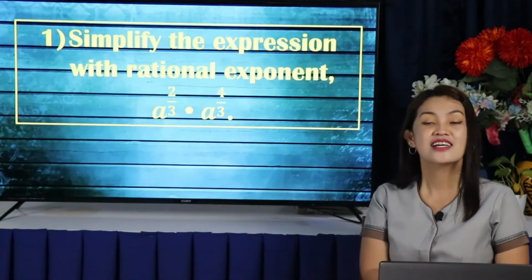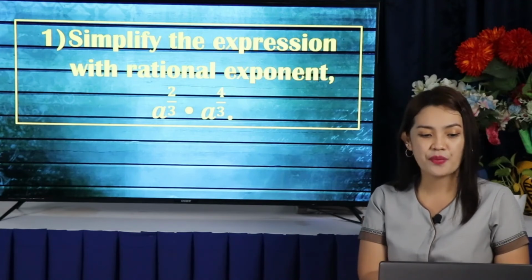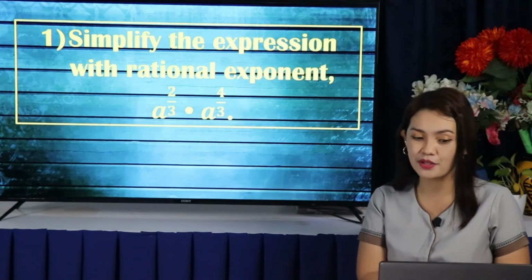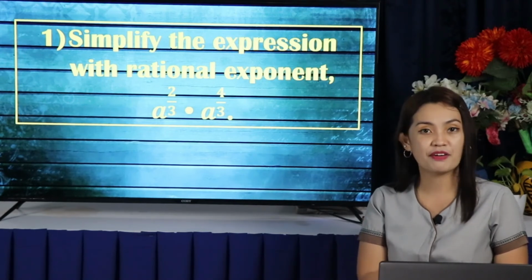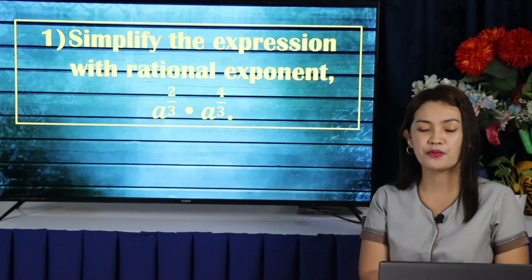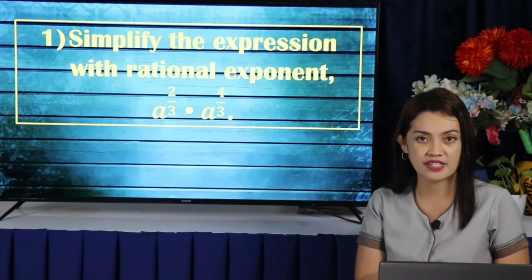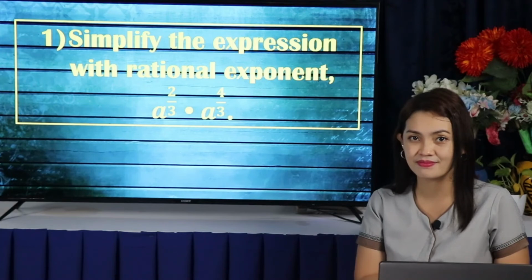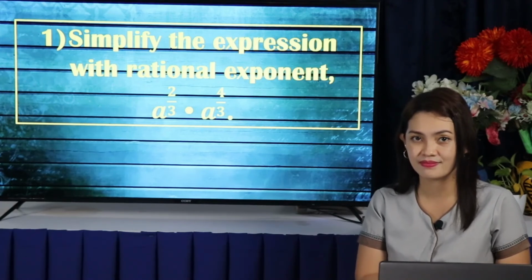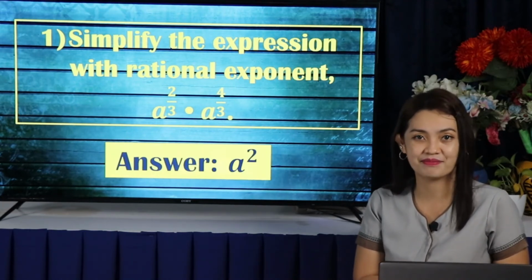Question number 1. Simplify the expression with rational exponents. A raised to the power of 2/3 multiplied to A raised to the power of 4/3. You have 5 seconds to answer. Time's up. The correct answer is a squared.